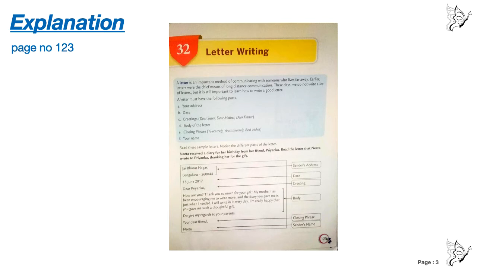First, how will you write? You will write the sender's address. Who is sending the letter? If you are sending the letter, then write your address, okay, like Jay Bharat Nagar, Bengaluru 56004, 16 June 2017. This is your address and the date when you are writing, okay. And then you will write, dear Priyanka, dear friend, my dear friend.